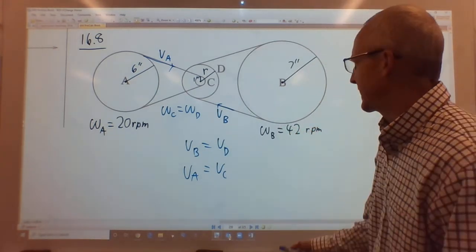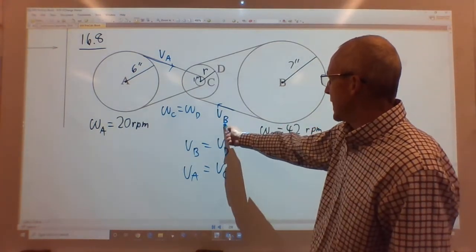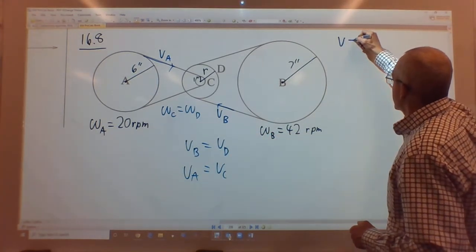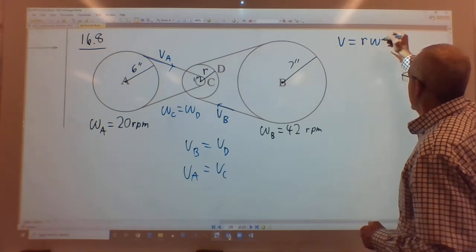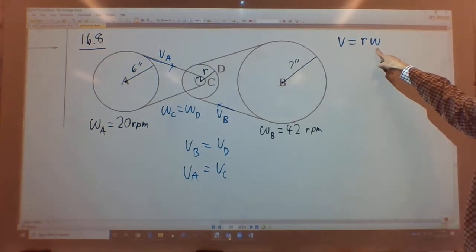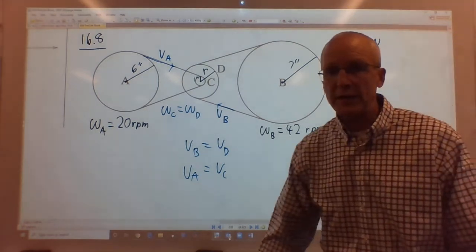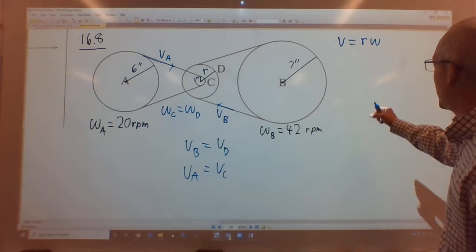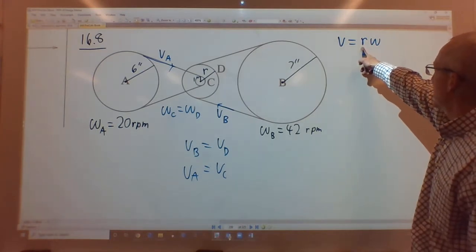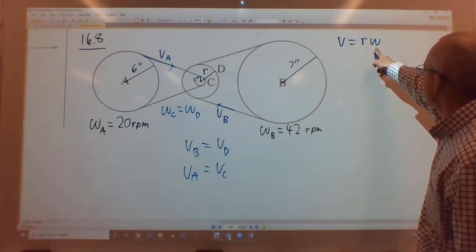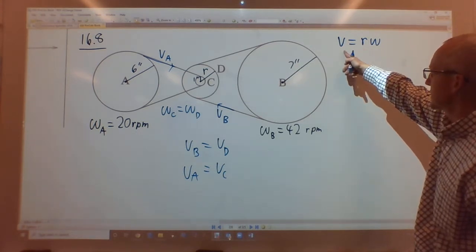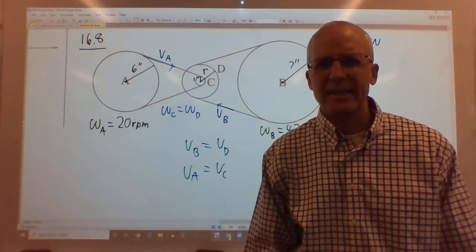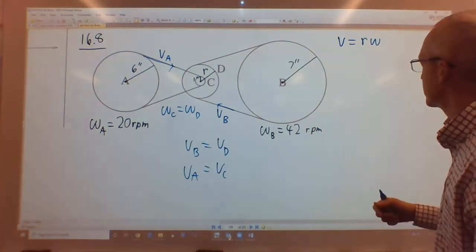Now we just have to figure out the velocity B, which we can do because we have our formula that the velocity is r times omega, the radius times the omega. If we don't care about units, we'll be okay. Really this should be in radians if we want the velocity in meters per second, but we'll just keep everything in RPMs, and they're just off by a constant. It should work. You'll see how that works.